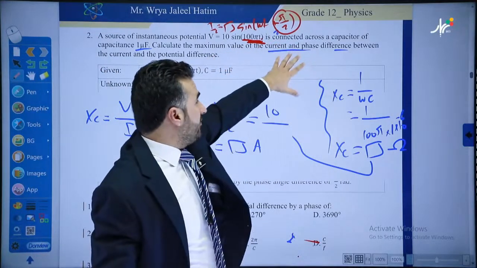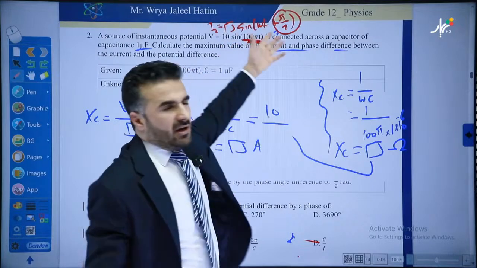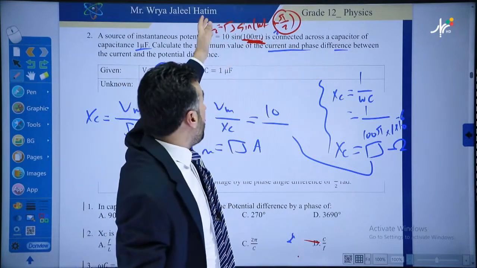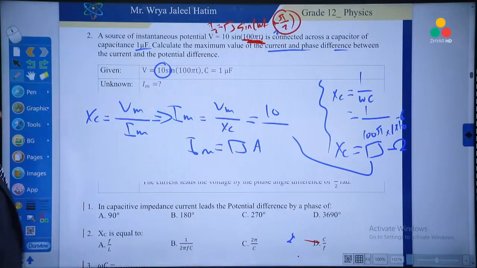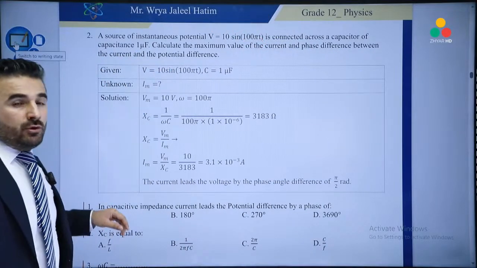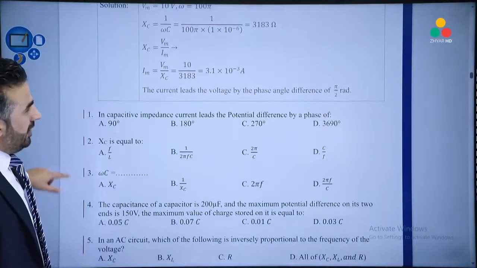Going back to the last part of this question, what would be the phase difference? We'll say the current leads the voltage by either 90 degrees, or you can say by pi over 2 radians. Okay, and of course you can see that it is written here as well.